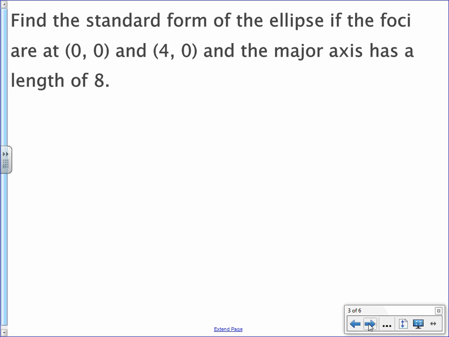Our foci are at (0, 0) and (4, 0). Our major axis has a length of 8. So at (0, 0) we have a focus, and at (4, 0) we have a focus. And our major axis has a length of 8. Okay, let's just start with the foci here.